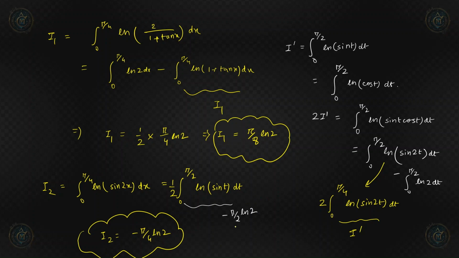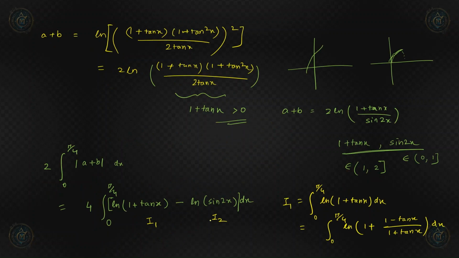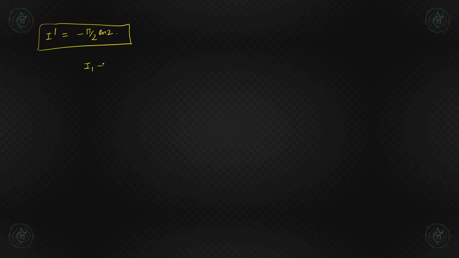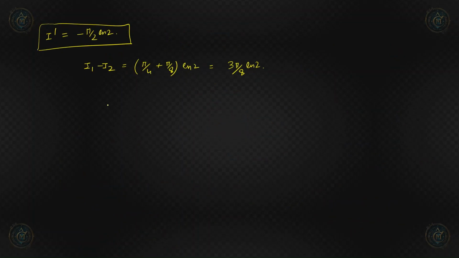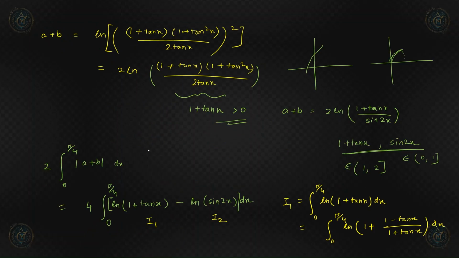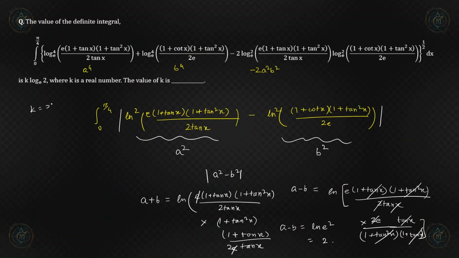So from here we have to simply calculate the value of I1 minus I2. So I1 minus I2 will be pi by 4 plus pi by 8 times log 2. That means this will be 3 pi by 8 log 2. And we also had this 4 here outside this integral. That means our final answer will be I equal to 4 times I1 minus I2, which will be 3 pi by 2 log 2. So 3 pi by 2 is our k here. So the value of k is equal to 3 pi by 2.